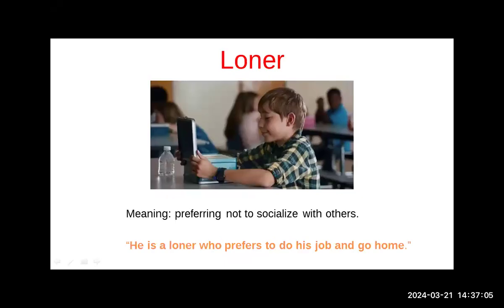Alone, so not necessarily negative, but can be negative. Someone who just loves being alone is a loner. They just like being alone. And it's not like they are not happy, they are happy being alone. So you say, oh, I'm alone, but I just don't mind being alone.